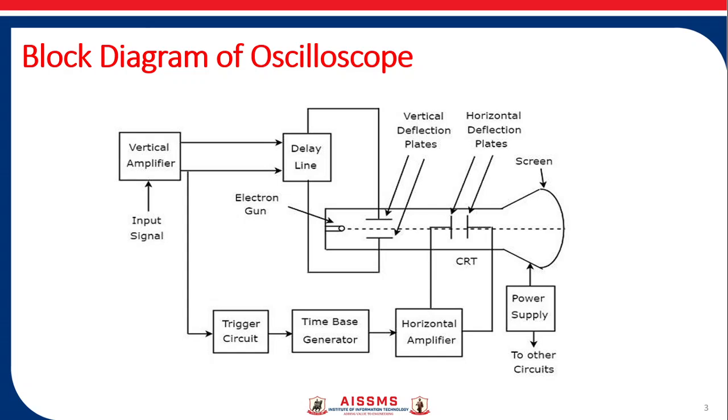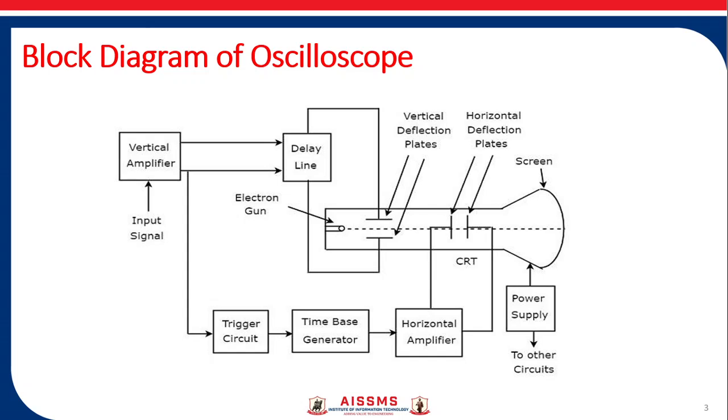Cathode ray tube is one of the important block of CRO and mainly consists of four parts. Those are electron gun, vertical deflection plates, horizontal deflection plates, and fluorescent screen. The electron beam which is produced by an electron gun gets deflected in both vertical and horizontal directions by means of pair of vertical deflection plates and a pair of horizontal deflection plates respectively. Finally, the deflected beam will appear as a spot on the fluorescent screen.